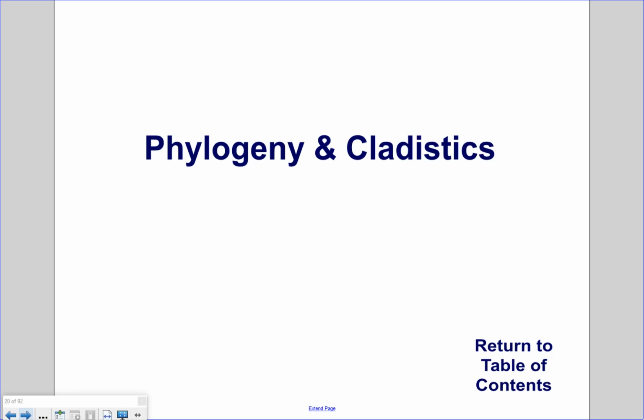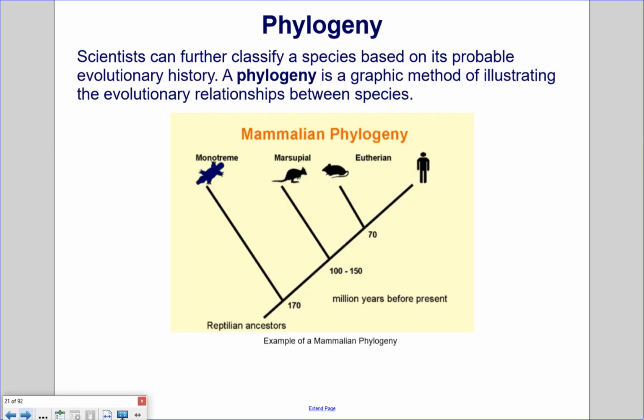Phylogeny and cladistics. Phylogeny. Scientists can further classify a species based on its probable evolutionary history. A phylogeny is a graphic method of illustrating the evolutionary relationships between species.